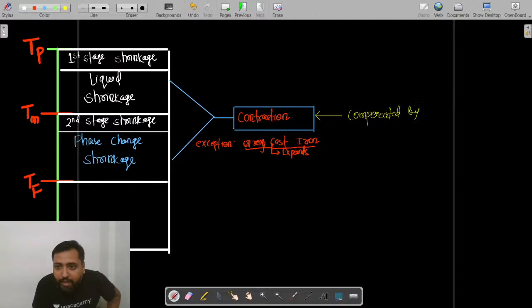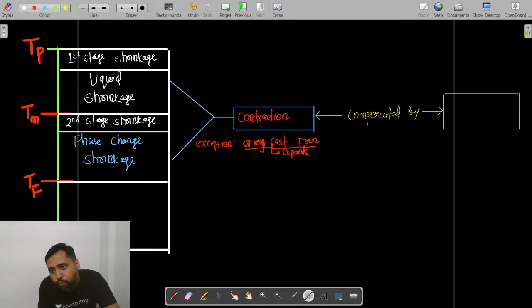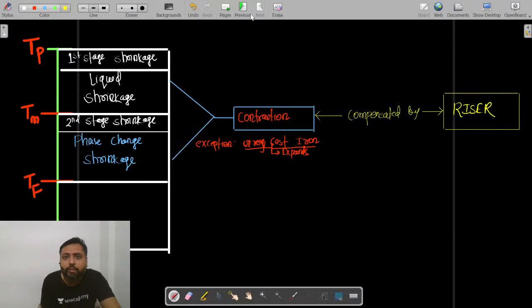Compensated by riser. Yes, I had shown you the riser just now in the diagram. This is compensated by the volume shrinkage. Then in the first two stages, it is compensated by riser. How exactly does the riser compensate for the first two stages of shrinkage?